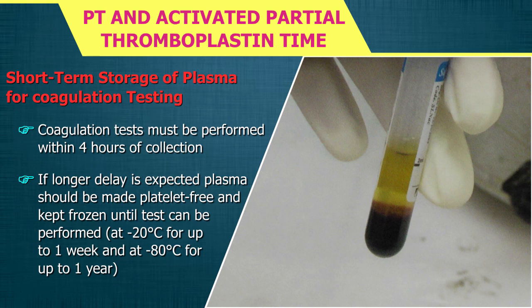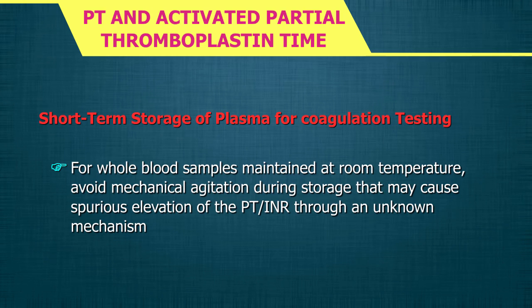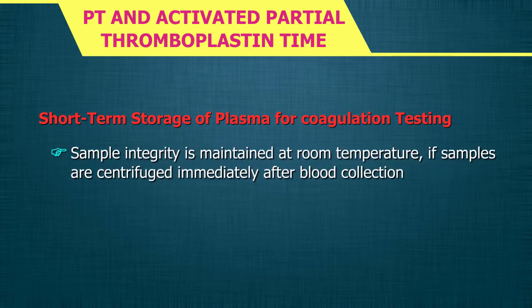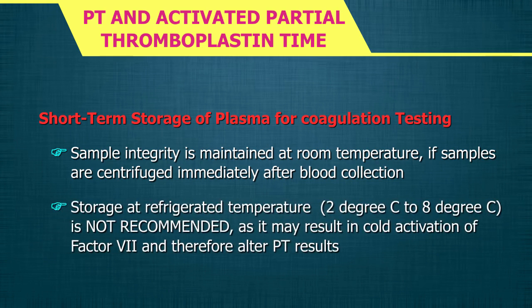For whole blood samples maintained at room temperature, avoid mechanical agitation during storage that may cause spurious elevation of the PT or INR through an unknown mechanism. Sample integrity is maintained at room temperature if samples are centrifuged immediately after blood collection. Storage at refrigerated temperature, 2 degrees Celsius to 8 degrees Celsius, is not recommended, as it may result in cold activation of factor 7 and therefore alter the PT results.